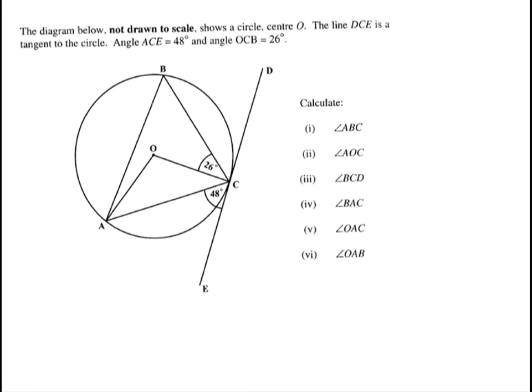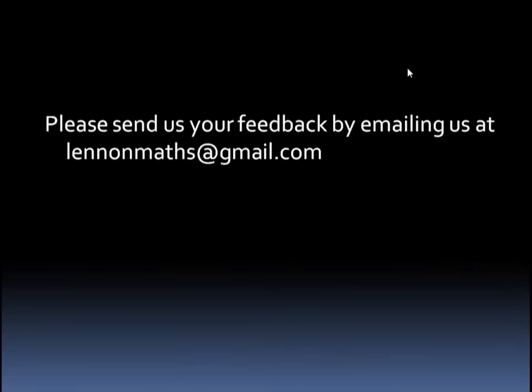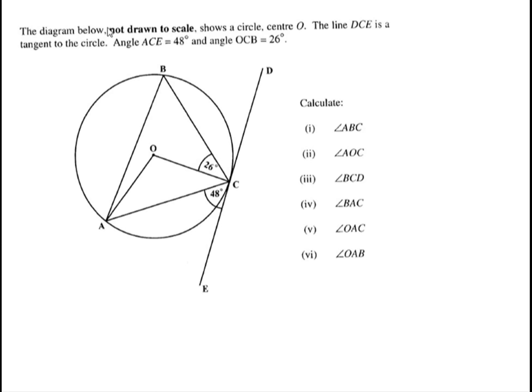Exam question 2, the final one. The diagram below, not drawn to scale, shows a circle with center O. So we have to keep in mind they have a center. The line DCE is a tangent to the circle. Let's check it out. So we have D to C to E. Okay, so it's indeed a straight line. It is a tangent to the circle, and yes, it is. Point of tangency. Angle ACE is 48 degrees, the angle from point A to C to point E.